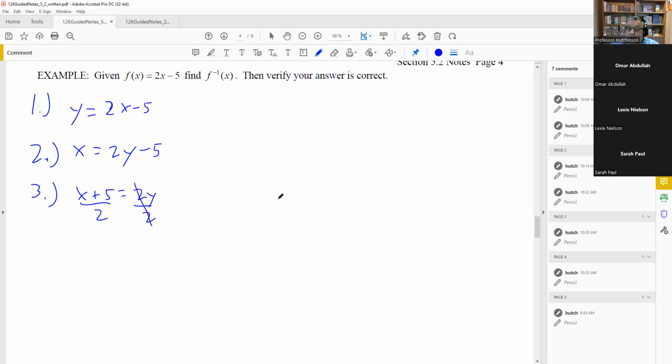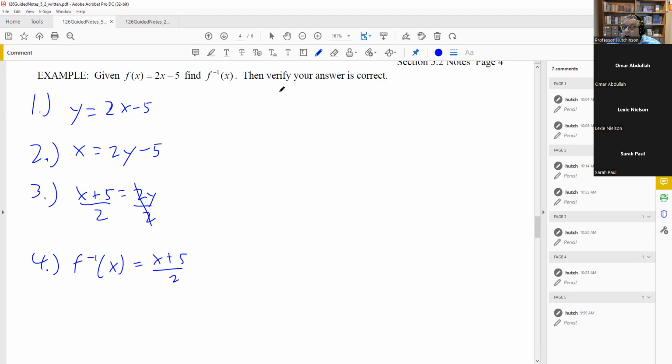Then the 2's are going to cancel out. So now my y is equal to (x plus 5) over 2. Now step number 4 just says replace the y with the inverse notation. And I'm also going to switch my equation around so that the inverse comes first. It's going to be the inverse of x is (x plus 5) over 2.